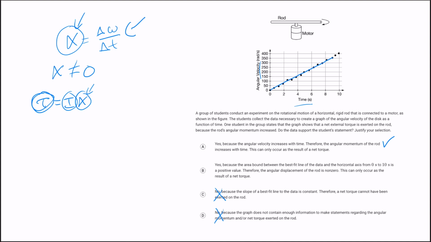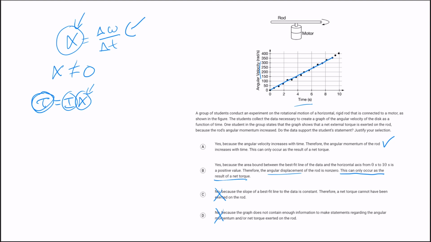B says yes, because the area bound between the best fit line and the horizontal axis is a positive value. Therefore, angular displacement of the rod is non-zero. This can only occur as a result of net torque. So, the first two sentences of B are correct. The angular displacement is non-zero, and it is due to the area underneath the curve. But it's not true to say that this can only occur as a result of net torque.